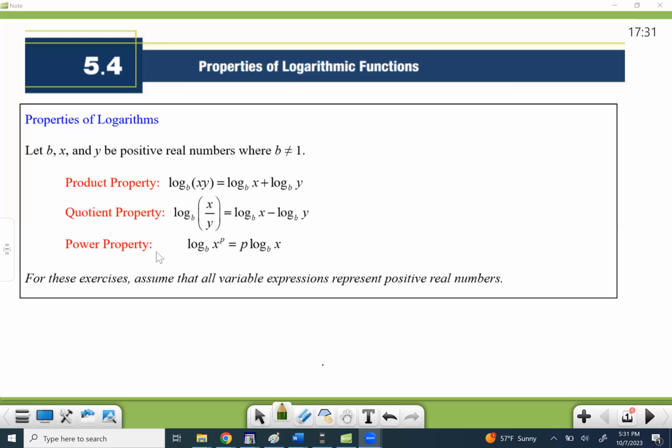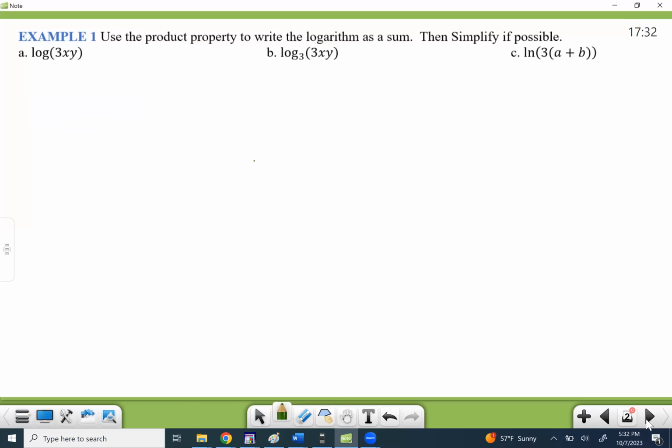Then we have the power property, which says if there's a power, aka an exponent, the exponent can pull to the front of the logarithm. And this, of course, works for any base besides 1, so this would be true of natural logs as well. So multiplication splits into addition, division splits into subtraction, and exponents on the argument of the logarithm can pull into the front. All right, let's go ahead and try these.